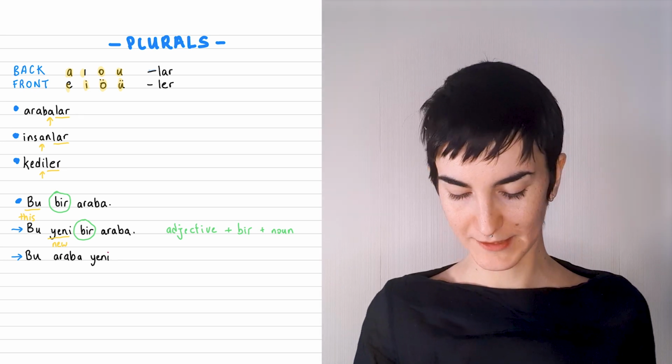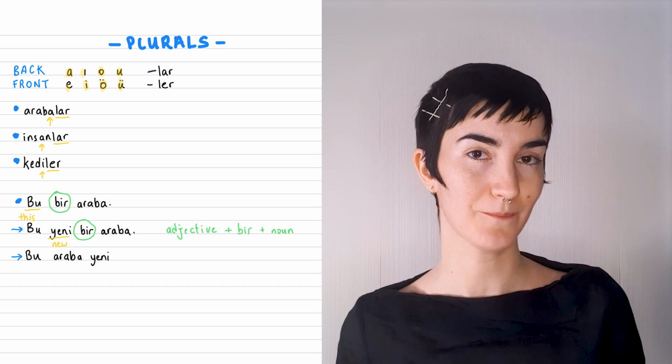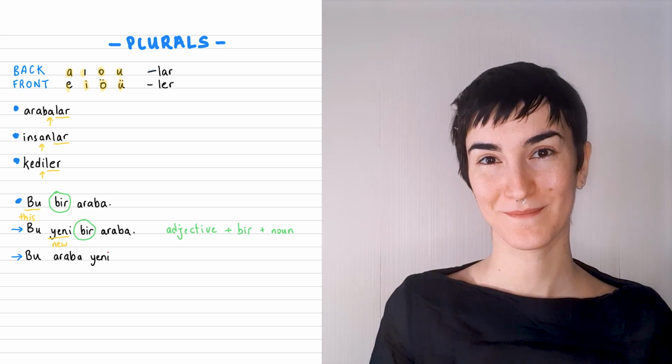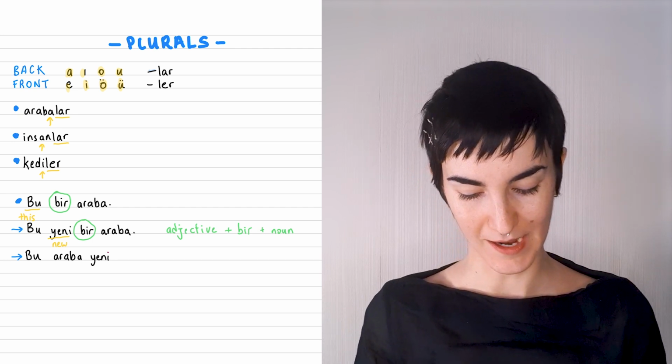And there's another way of saying it, which is this one. Bu araba yeni. And that is, this car is new, as opposed to this is a new car. So this car is new.